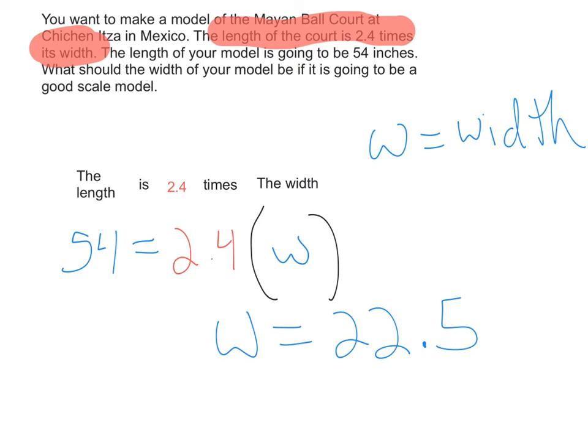This middle step here I refer to as the verbal model. It's a sort of in-between step between the actual word problem and the equation we end up with. The verbal model just helps you lay out how is all of this related, how do all these things connect.